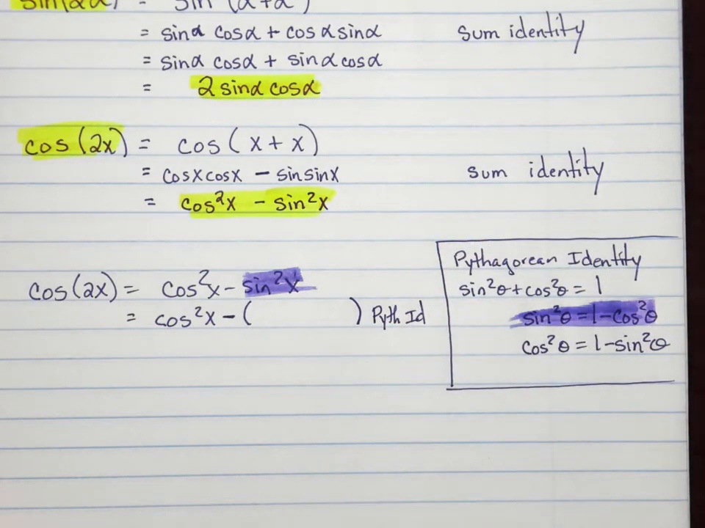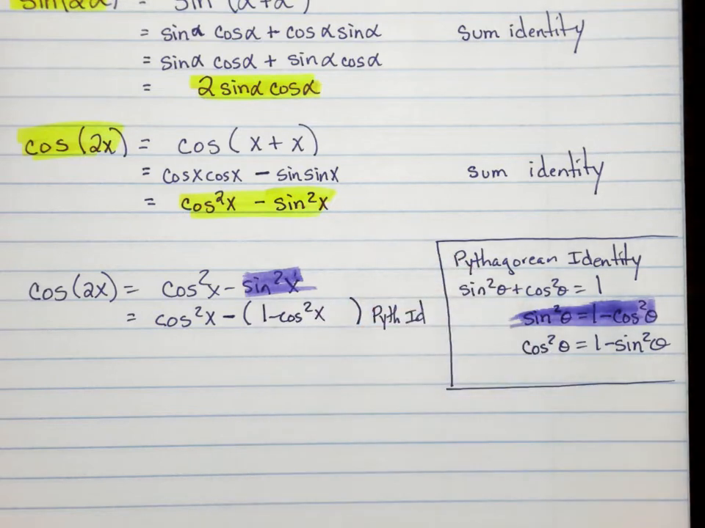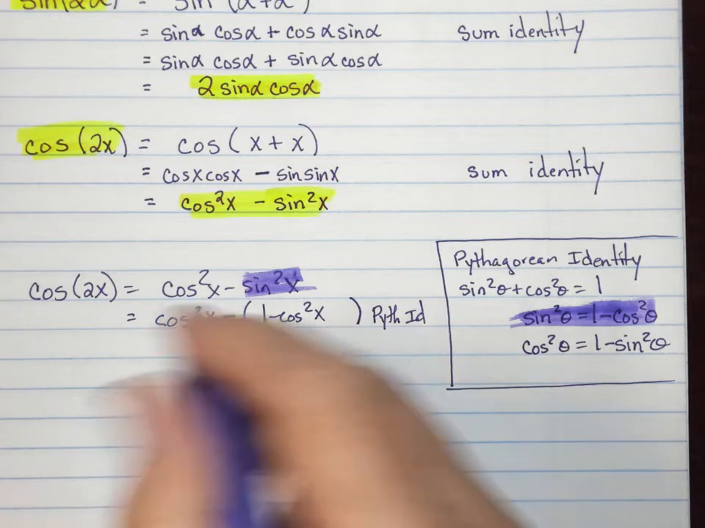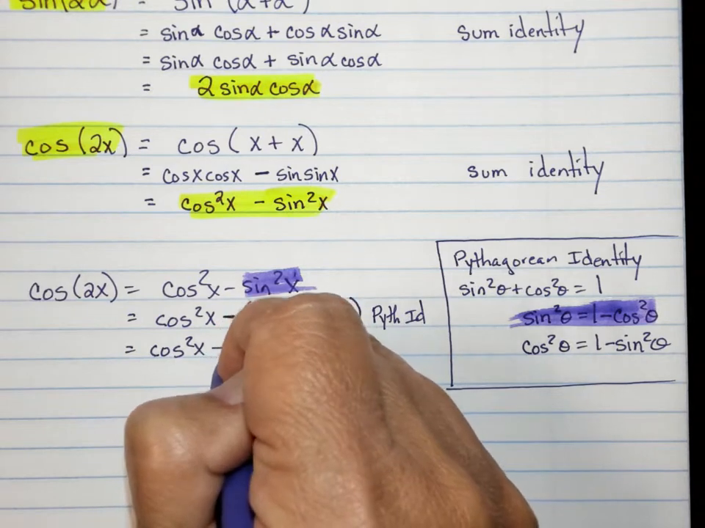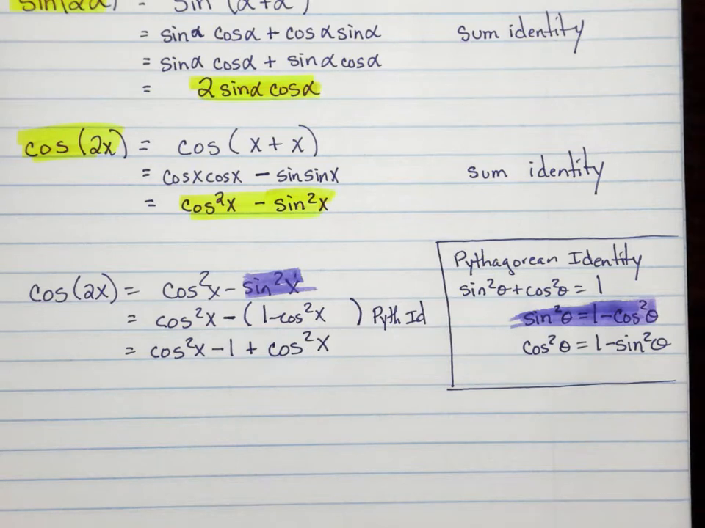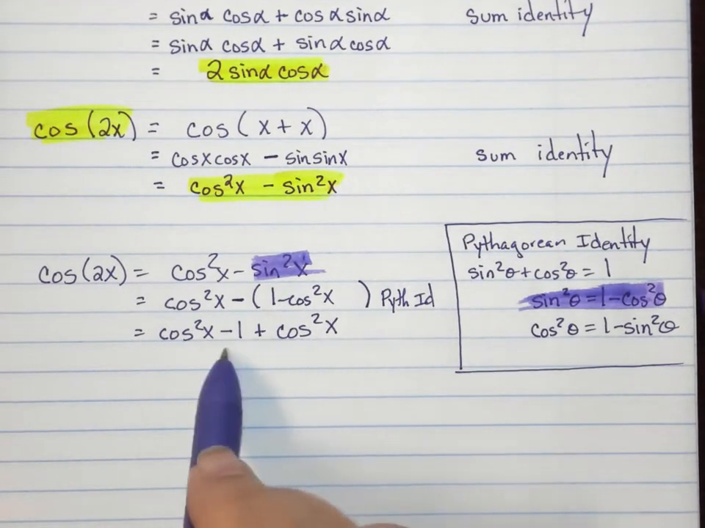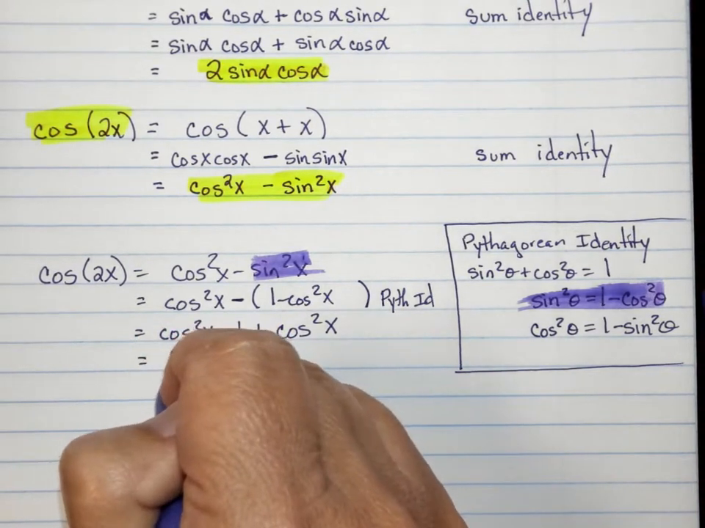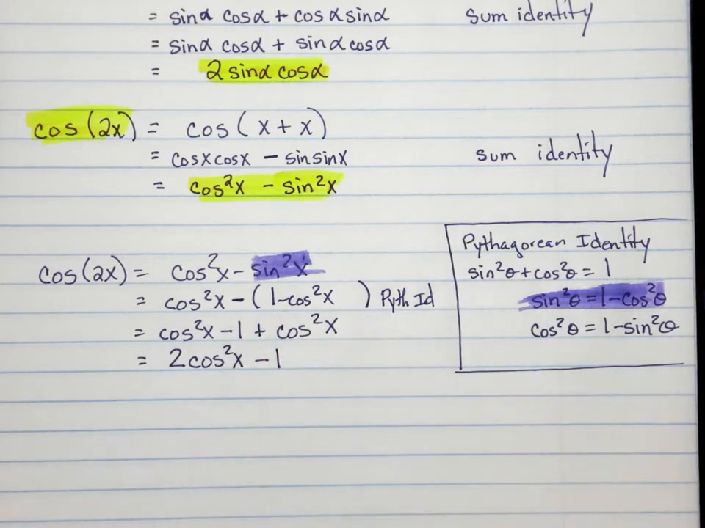Substituting. Here's my dollar bill, you give me 4 quarters. Just trading. 1 minus cosine squared x. Now if I distribute my minus, it's cosine squared x, minus 1 plus cosine squared x. You all follow that? Then I combine these like terms, and I get 2 cosine squared x minus 1.